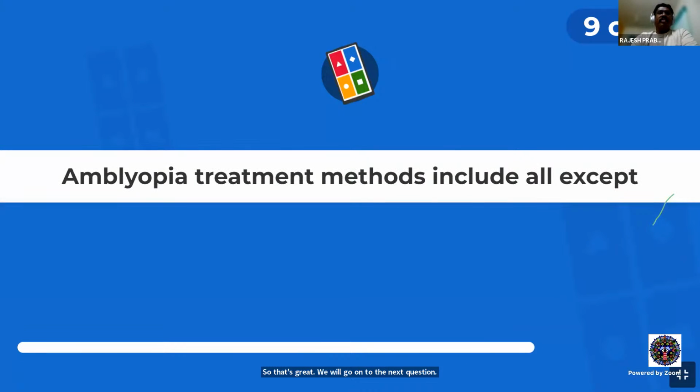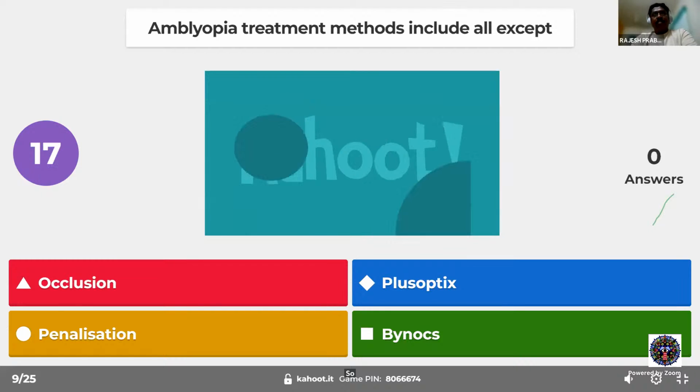So this is the 9th question, right? So amblyopia treatment methods include all except occlusion, plus optics, penalization, and binocs.